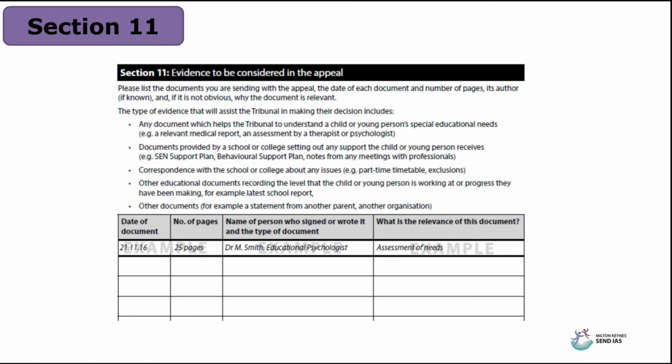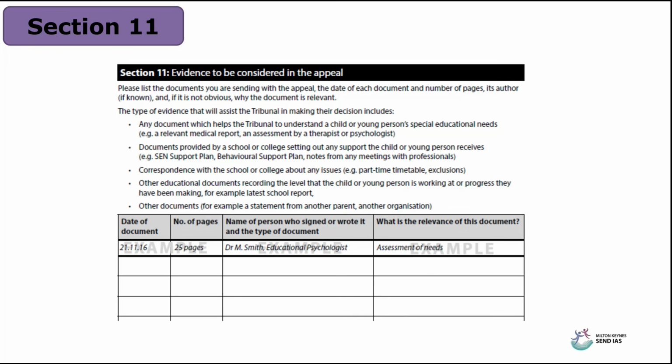This last section of the appeal form is a table for you to list any evidence that you are sending in to support your appeal. The tribunal have given a list of documents that would be helpful to include. Copies of all the information you send will be sent to the tribunal and the local authority. If you are sending your appeal by post, you should only send photocopies and not your original documents.